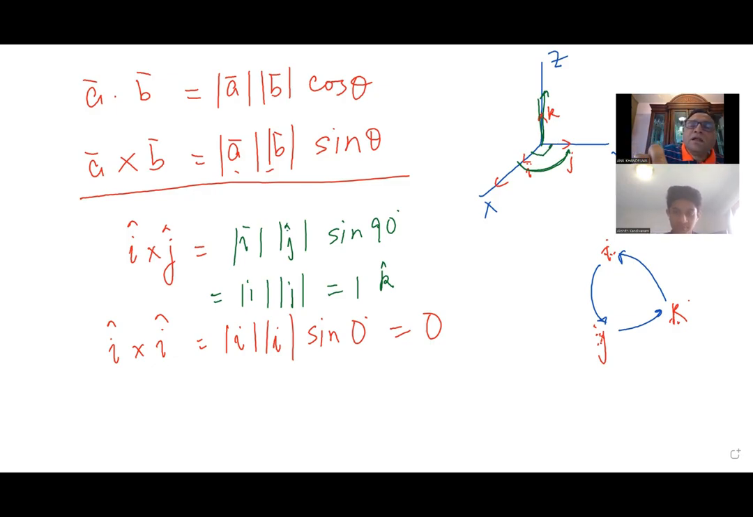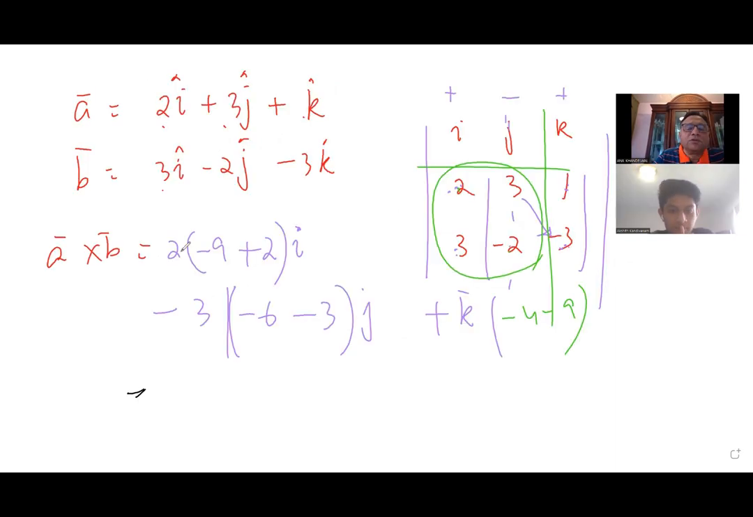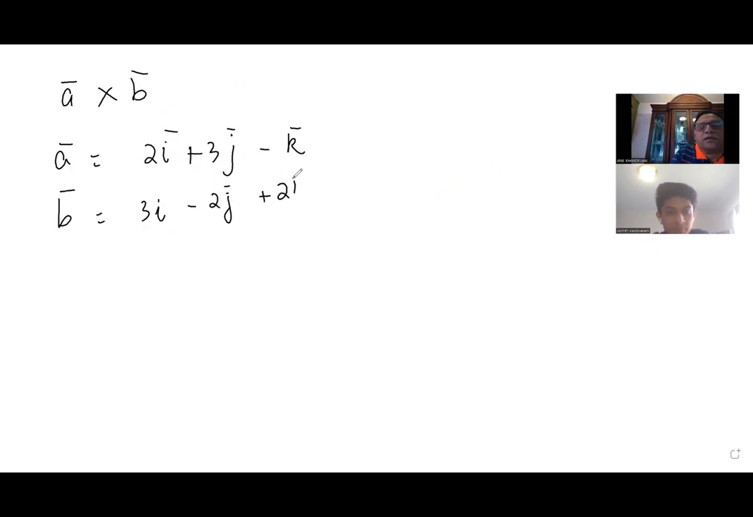Now, I will take up a vector multiplication. Let us try to understand it. Let us do A cross B, and I'm writing A as a vector: 2i plus 3j minus k, and vector B as 3i minus 2j plus 2k. Now we'll do the cross multiplication between these two.